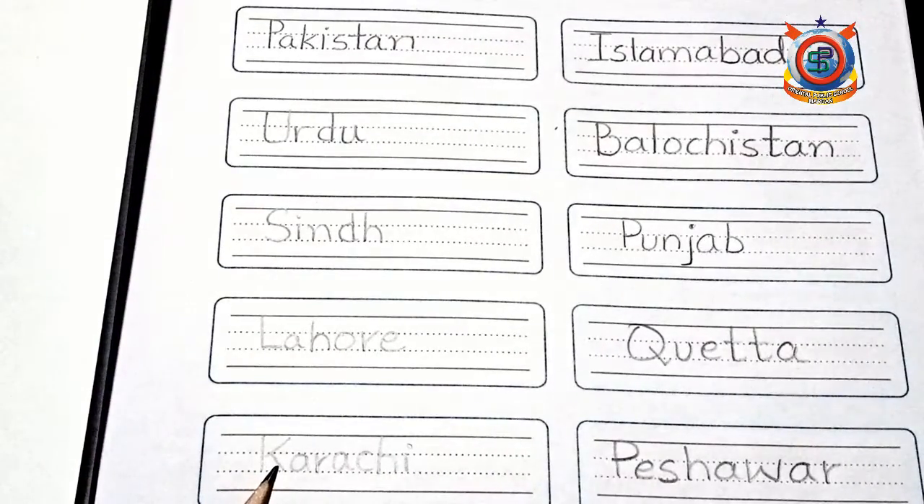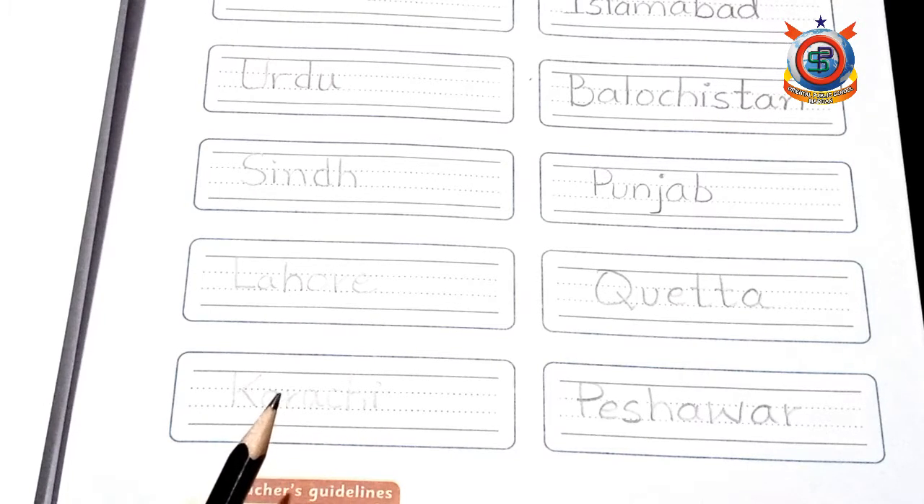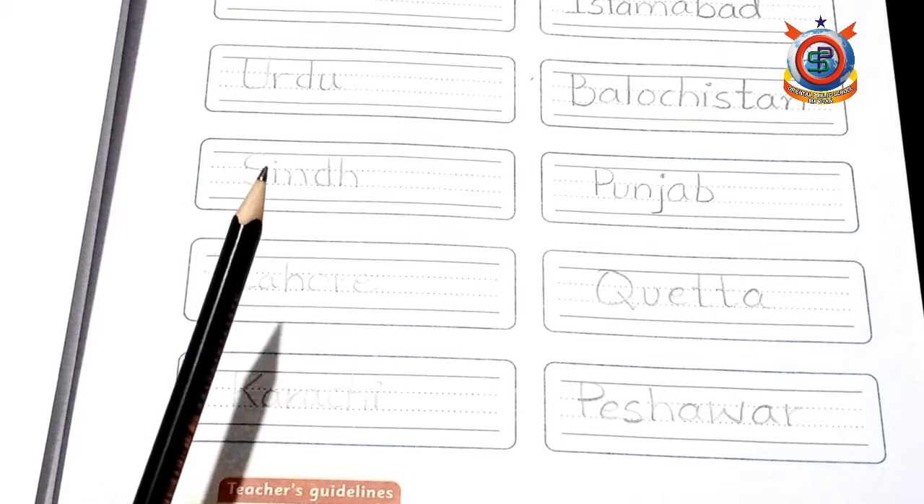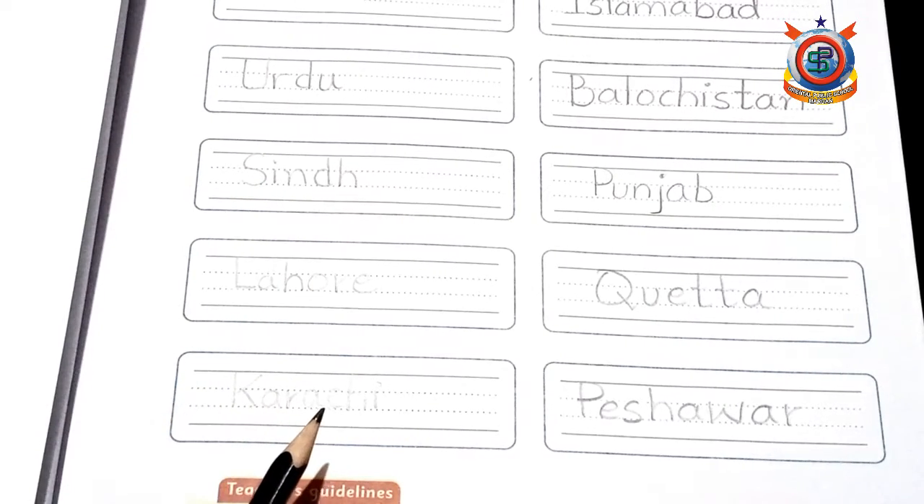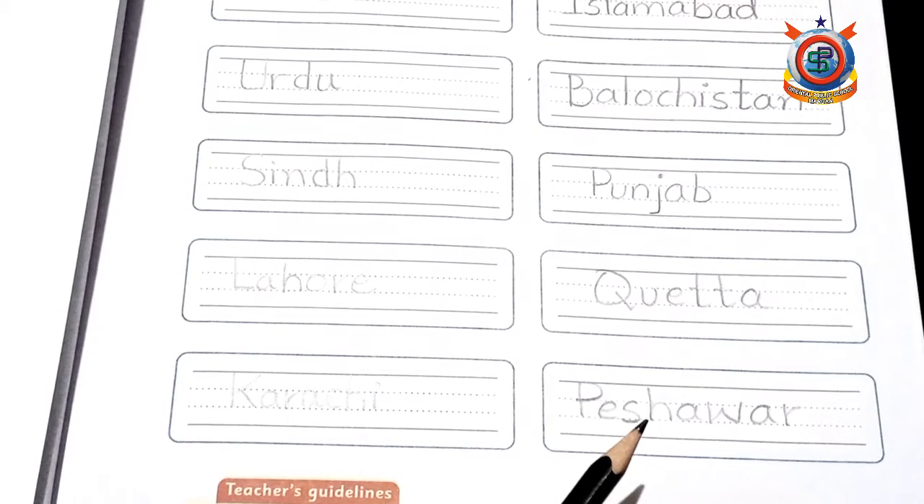And then we have another city. Let me make it clear. Okay students, this is Karachi. Karachi is the capital city of which province? Sindh province. You can see here, this is Sindh province and Karachi is the capital city of Sindh province. And Karachi is a noun. And then we have Peshawar. Peshawar is the capital city of which province? Who will tell me? Yes, very good. Khyber Pakhtunkhwa, KPK. Khyber Pakhtunkhwa's capital city is Peshawar. Very good students.